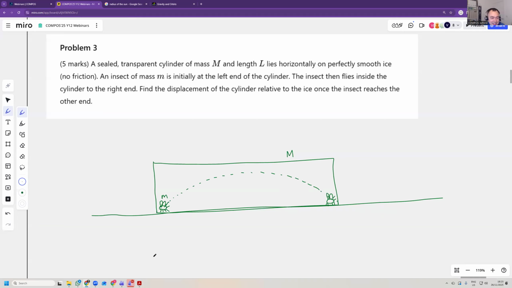Okay, now they say find the displacement of the cylinder relative to the ice. So the cylinder should move. Why would it move? Can anyone help me with that? Why would the cylinder move in the first place? It's just a fly going from one end to another.